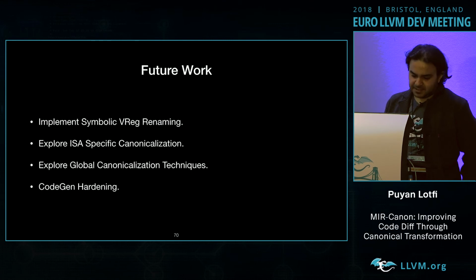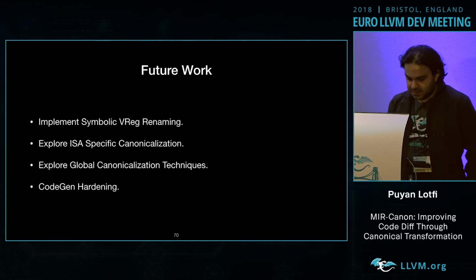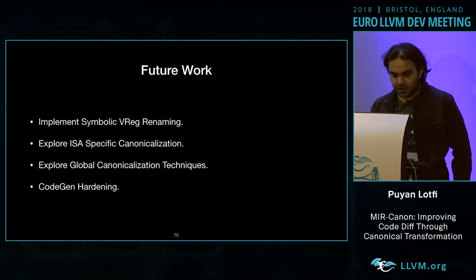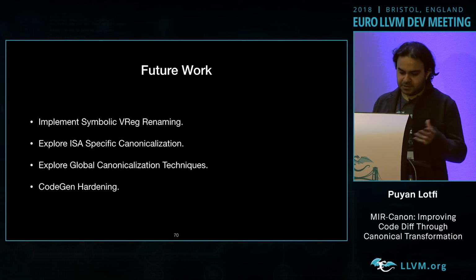Also, I think there's potential for doing the def-use virtual register renaming walk across basic blocks, but I haven't thought about it a whole lot yet. And lastly, codegen hardening, I think, is an area that could have a lot of corner cases. So far, I've only been testing this in the context of diffing two MIR files, but not necessarily testing out the actual code that gets generated.